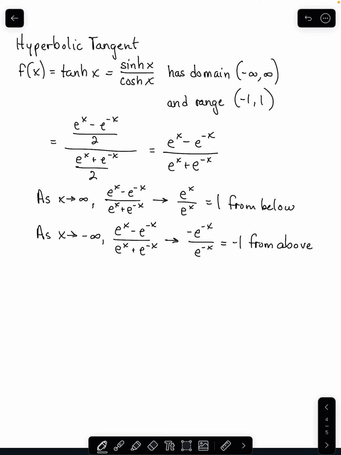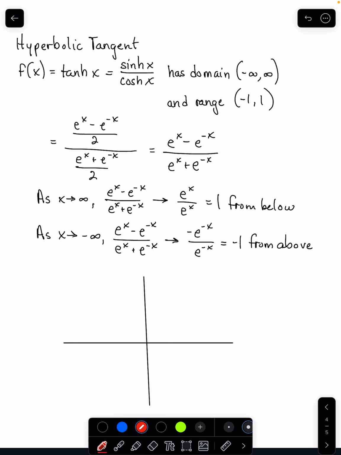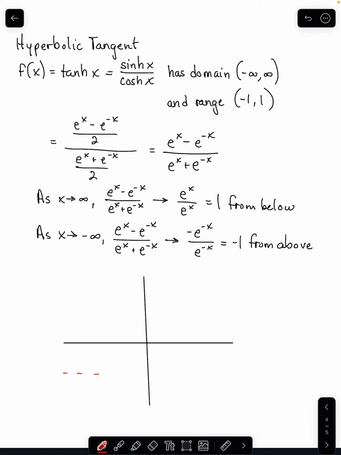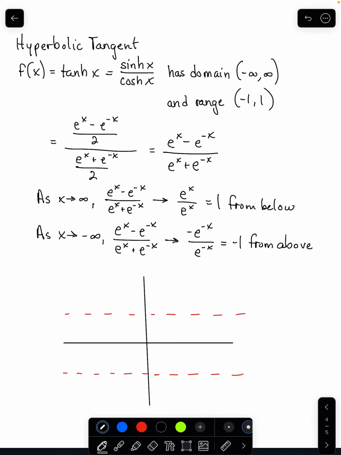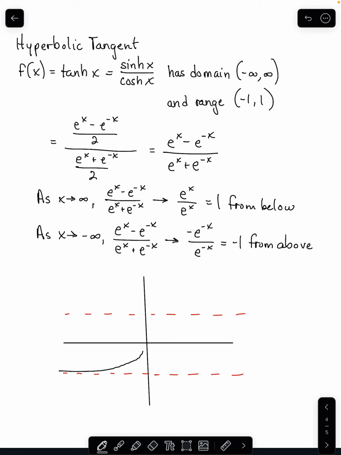This time we will be approaching it from above. The graph then is going to have horizontal asymptotes at -1 on the left and +1 on the right. In between, the graph will have something of an x cubed shape, a cube root of x shape to it.